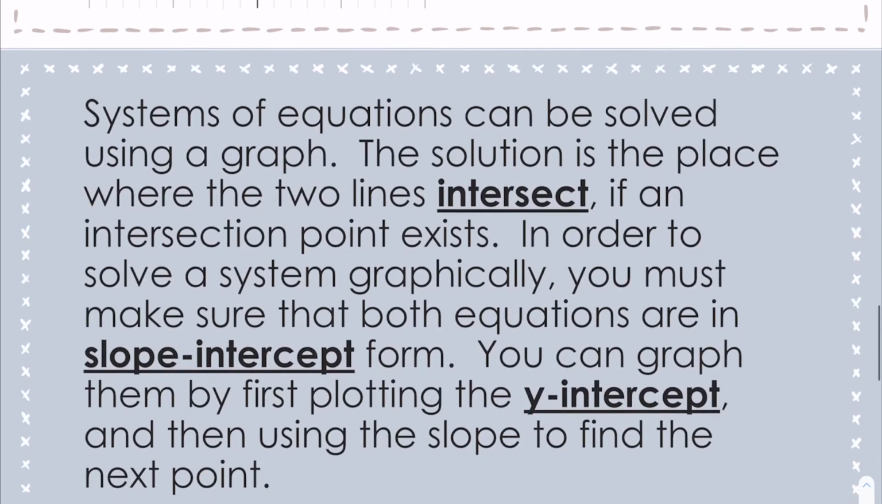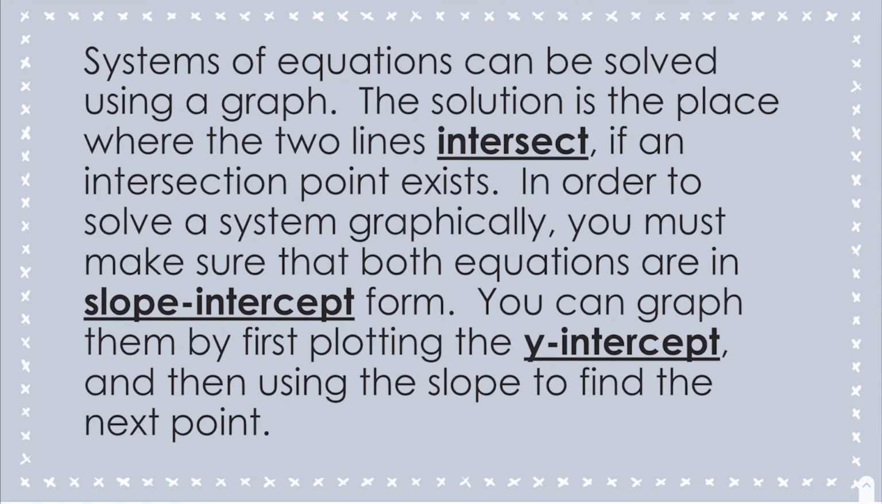So for those of you taking notes, systems of equations can be solved using a graph. The solution is the place where the two lines intersect. If an intersection point exists, in order to solve a system graphically, you must make sure that both equations are in slope-intercept form. You can graph them by first plotting the y-intercept and then using the slope to find the next point. So let's practice.